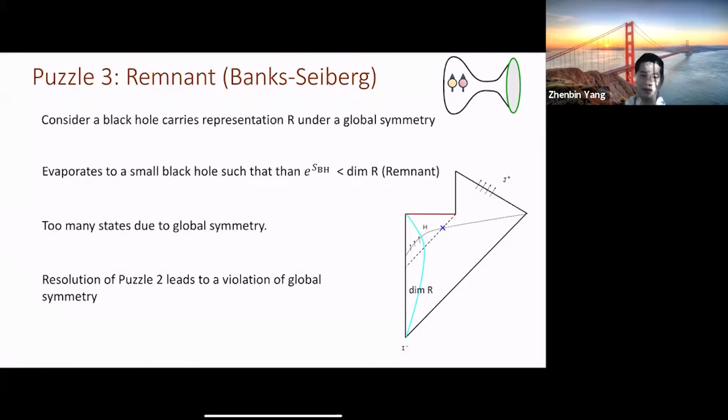In the original Banks-Seiberg paper, they tried to use the covariant entropy bound to argue this, but later the covariant entropy bound was proved purely assuming QFT plus gravity. So I think a modification of the argument should just use the central dogma to argue that global symmetry must be violated in quantum gravity. So those are the three puzzles, and I'm going to, yeah.